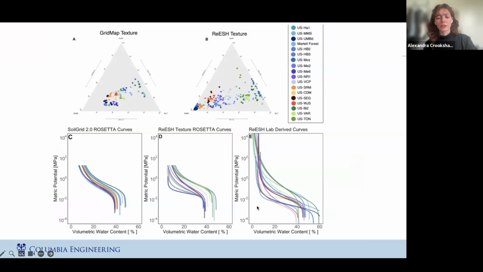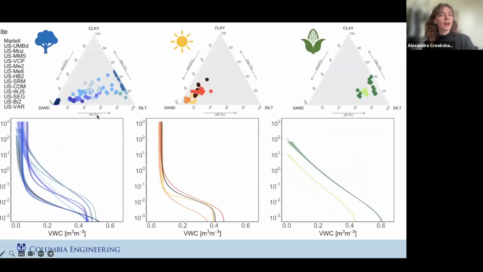These sites are colored, and we'll go to the next slide. The sites are colored based on the ecosystem type, just for easy comparison between the two. We have in blues and purples our forested sites. In the middle here are some dryland and desert sites. And then on the right are agriculture and rangeland sites.